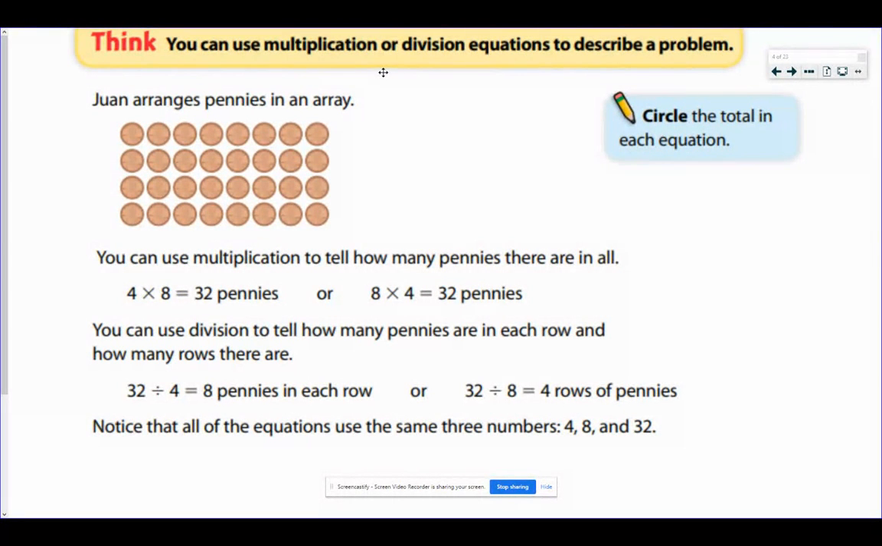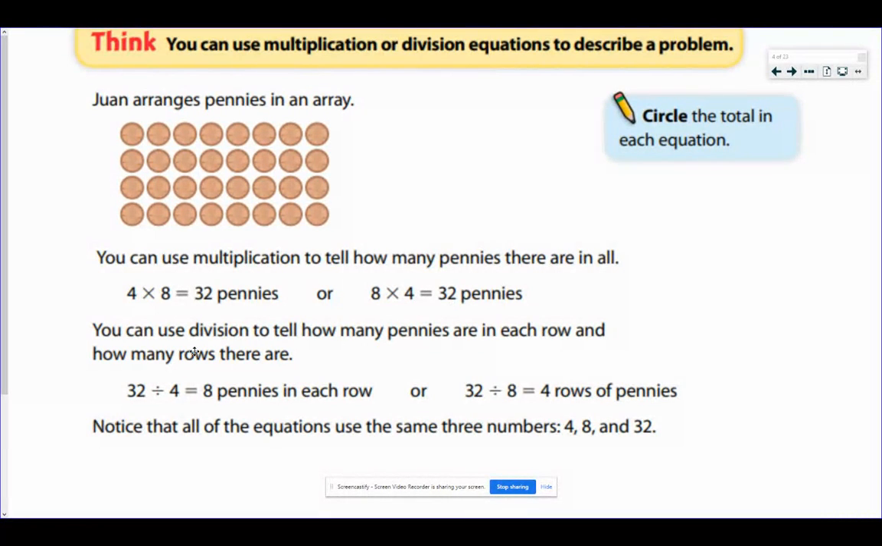We can use multiplication and division equations to describe a problem. One arranges pennies in an array that looks like this. We can use a multiplication to tell how many pennies there are in all. If we look at it as 4 rows with 8 in each row, we can see there's 32 pennies. So 4 times 8 equals 32. Or if we look at the number in each row, 8, we can see that we'll make 4 rows of 8, have 8 in each row of 4 rows, there would be 32 pennies.